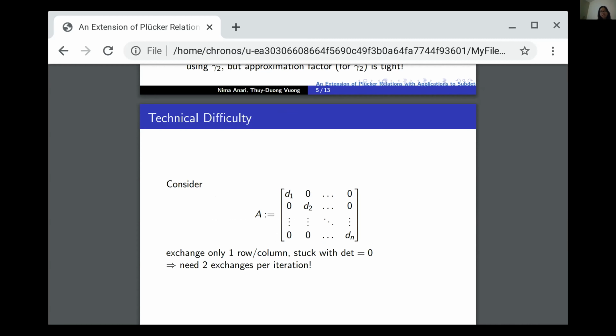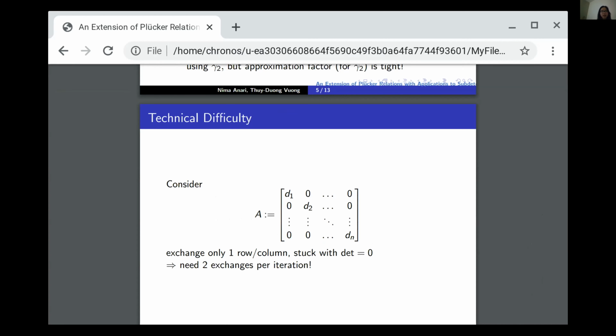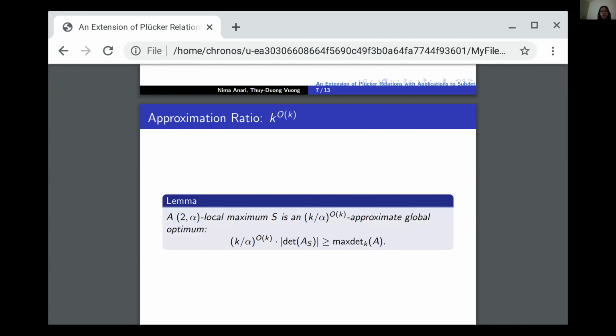So our algorithm is very simple, and the idea is exactly this type of 2-exchange operation. At each step you exchange either a row and a column, or at most 2 rows and no column, or at most 2 columns and no rows, and try to improve your objective function. The main technical part of our work is to analyze the approximation ratio. We get an approximation ratio of k^O(k).